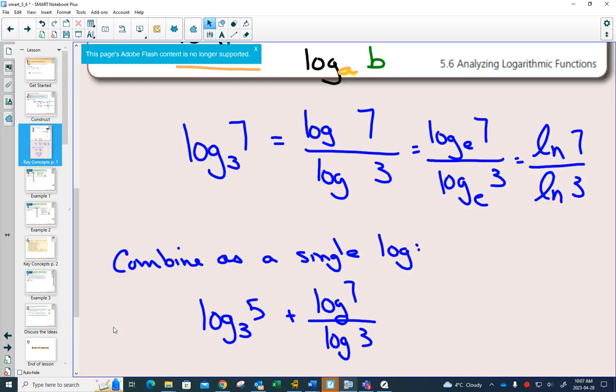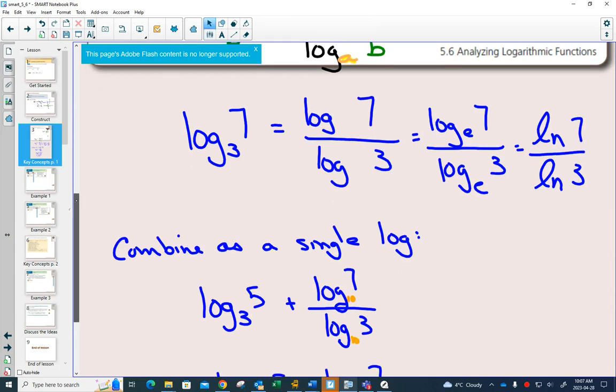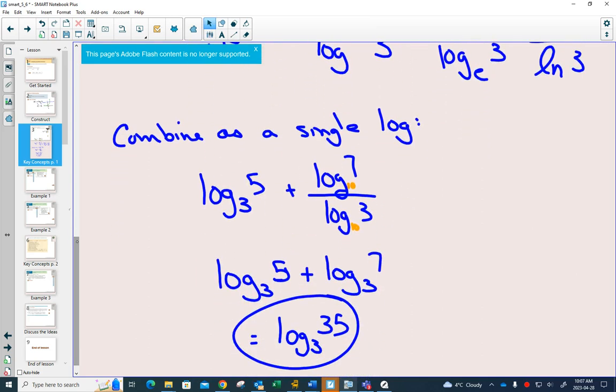And here we're going to use this last change of base theorem. I notice I have a log divided by a log, and both of these have the same base here, 10 and 10. So I can use my change of base theorem, and I can change this to log base 3 of 7. So I took the right-hand side of that formula, and I changed it to the left-hand side of that formula.